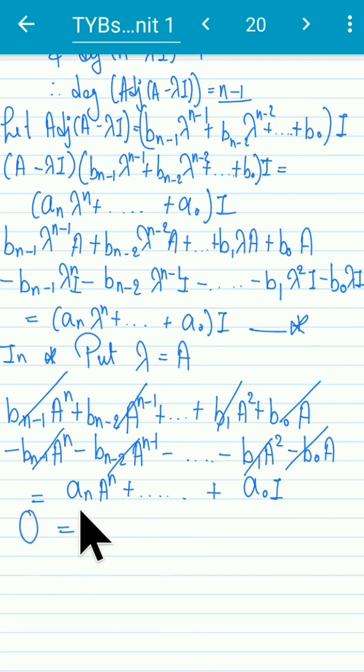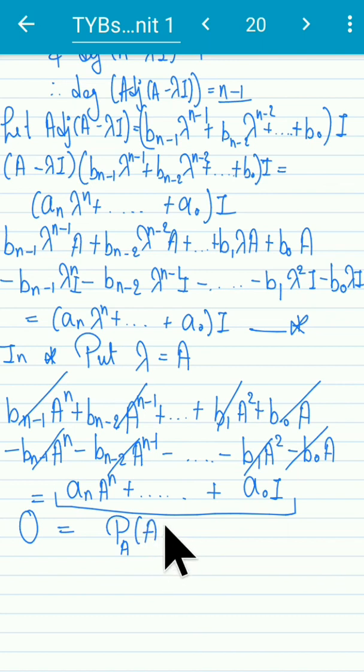Let's observe the right hand side. This is my characteristic polynomial of A, where lambda is replaced by A. Correct? So this implies what we wanted: every square matrix satisfies its own characteristic polynomial. So this is nothing but the proof of the Cayley-Hamilton theorem.